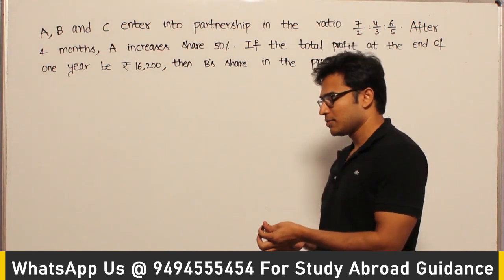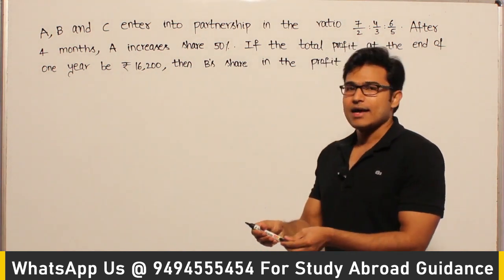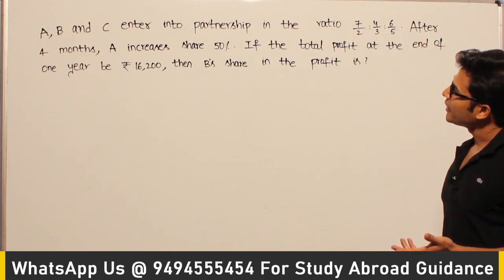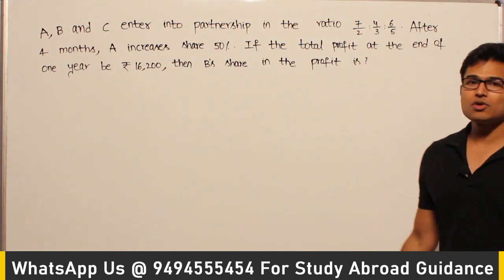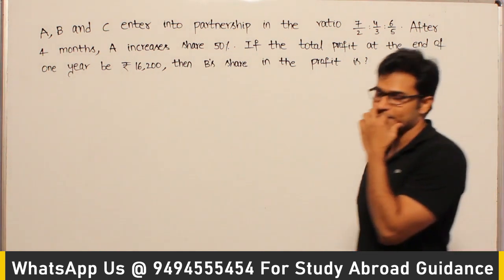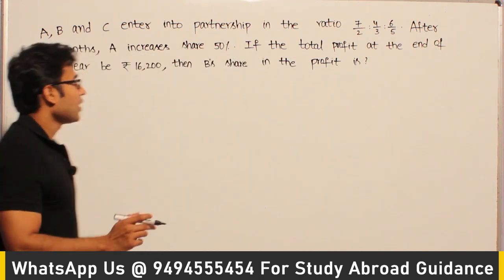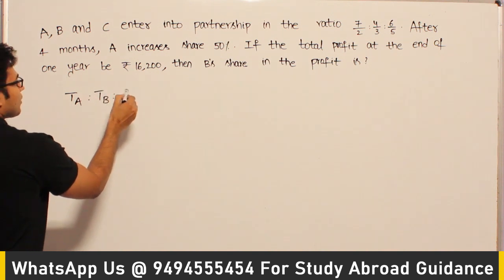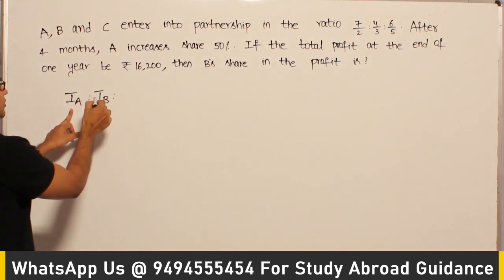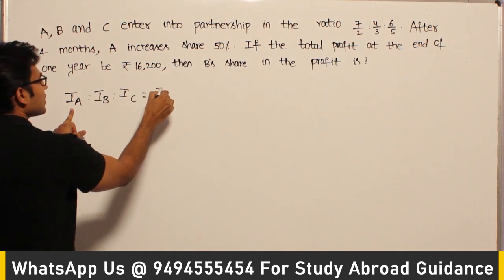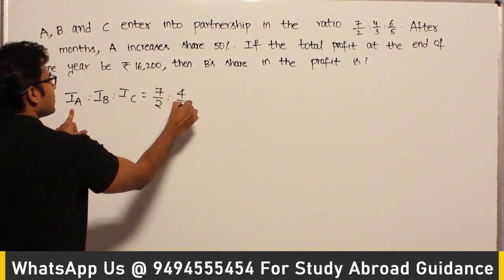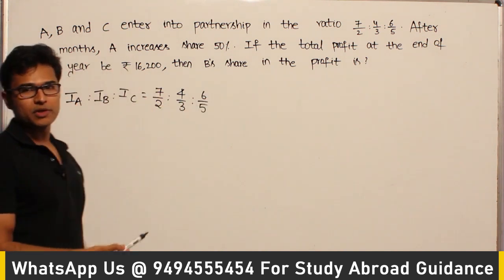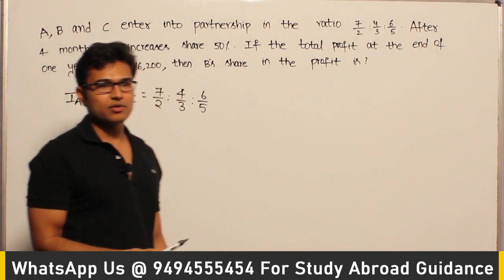So he is saying that there are 3 people who are doing a business in partnership, and they have given the ratio of their investment, but not the time. Okay, so see this. Investment of A is to investment of B is to investment of C is given as 7/2 is to 4/3 is to 6/5. So whenever they enter into partnership, it is nothing but the investment ratio they are given, right? And they didn't give anything about the time.